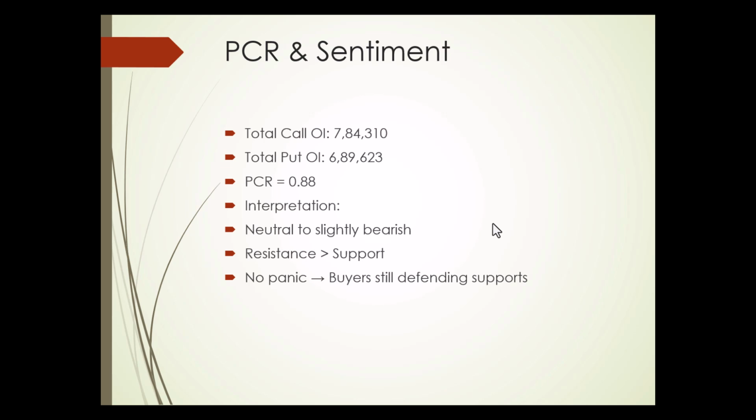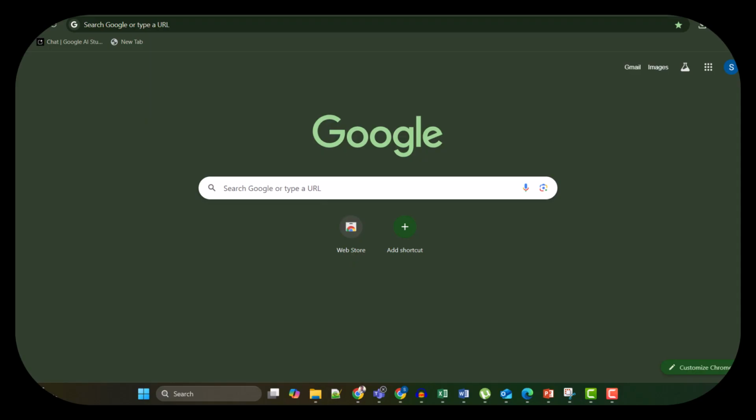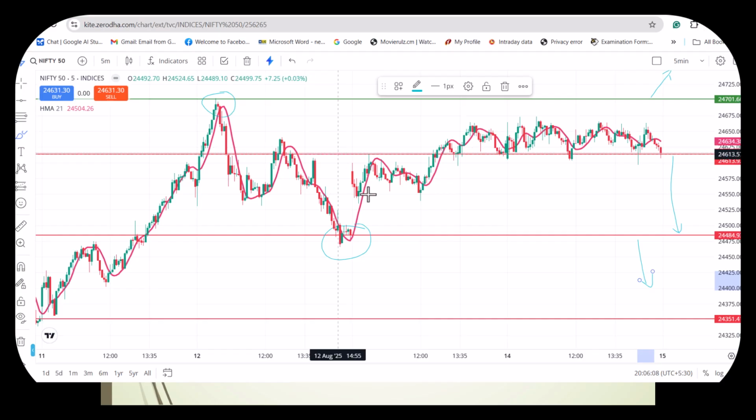Now we will compare option chain data with the live chart. Here we have the Nifty 5 minute chart with the Hull Moving Average, 21 period. Key levels are marked. Resistance at 24,701. Immediate pivot resistance around 24,613 to 24,634. Support at 24,485. Deeper support at 24,351. The HMA is currently sloping sideways near 24,634, with price trading just below it.